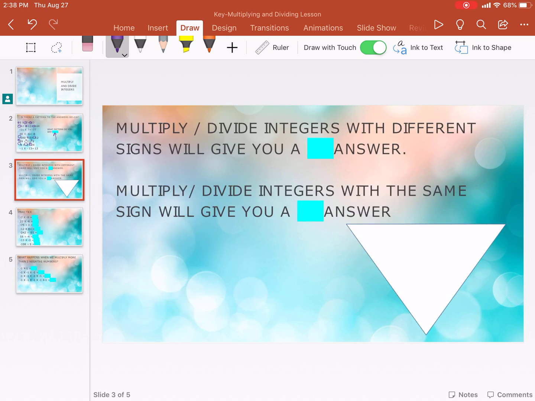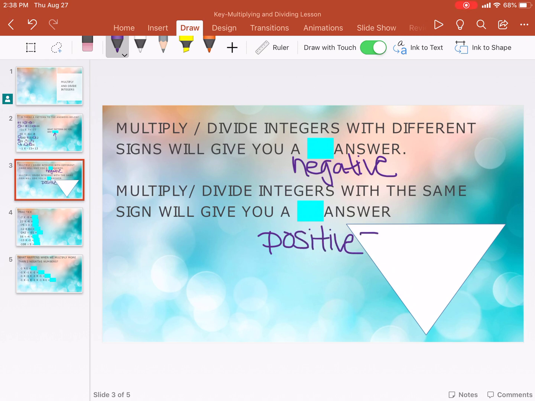So here's the official rule. Multiplying and dividing integers with different signs will give you a negative answer. Multiplying and dividing integers with the same sign, either both positive or both negative, will give you a positive answer.